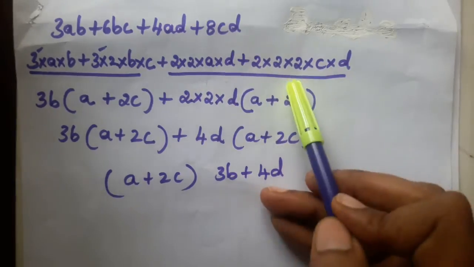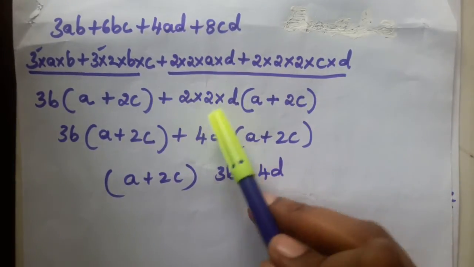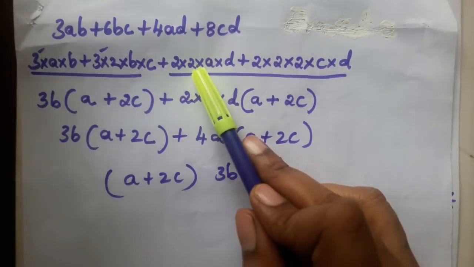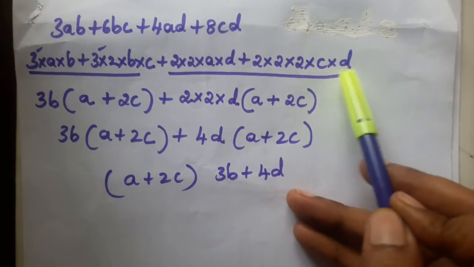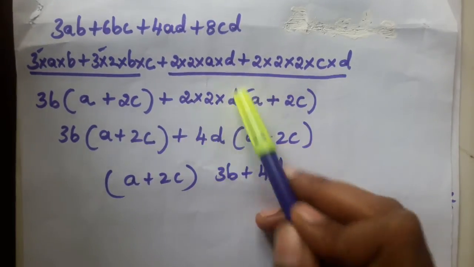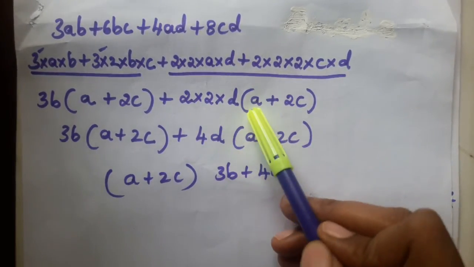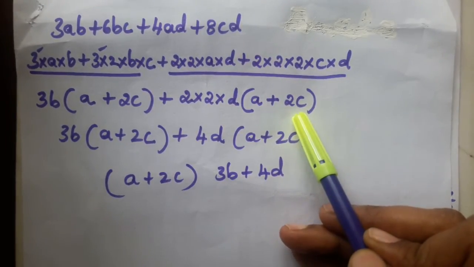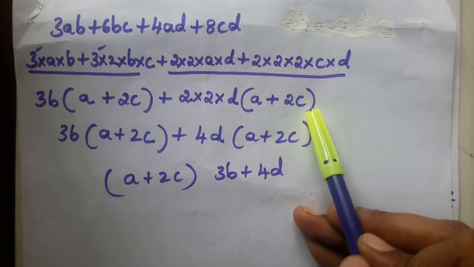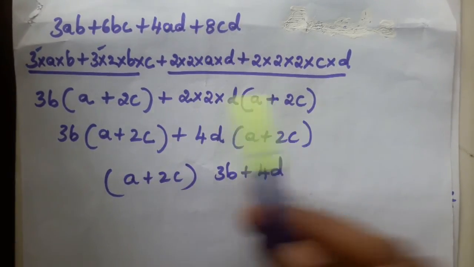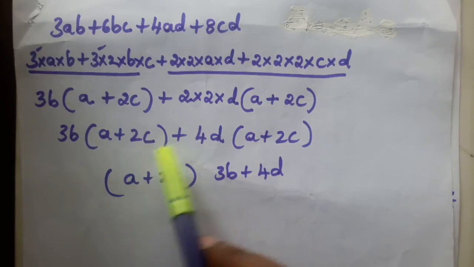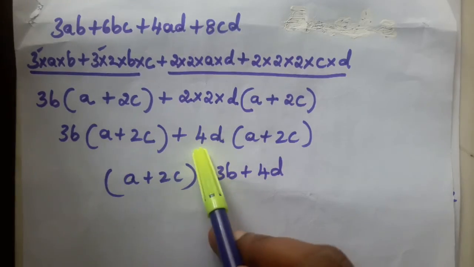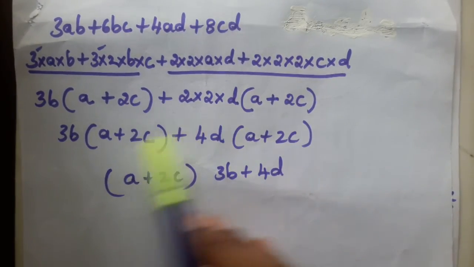plus, so in these two terms what are the common factors? We will see 2 into 2 into d. See, 2 into 2 into d, 2 into 2 into d, both the terms have it. So we are taking this out. So a plus 2c will be remaining. So now we can see one more common factor here, that is a plus 2c. So we will take it out. A plus 2c, 3b, a plus 2c plus 4d, a plus 2c I have written.